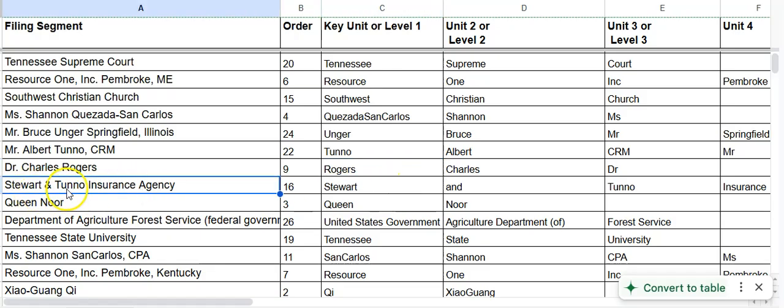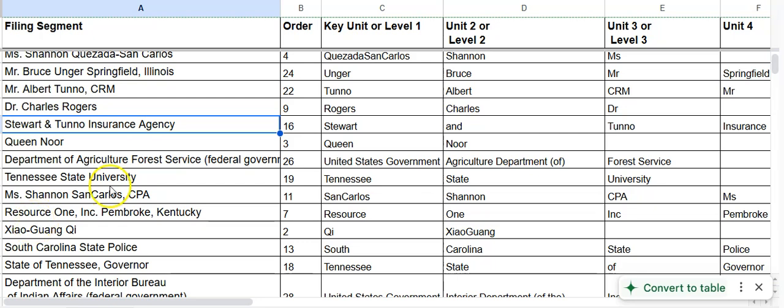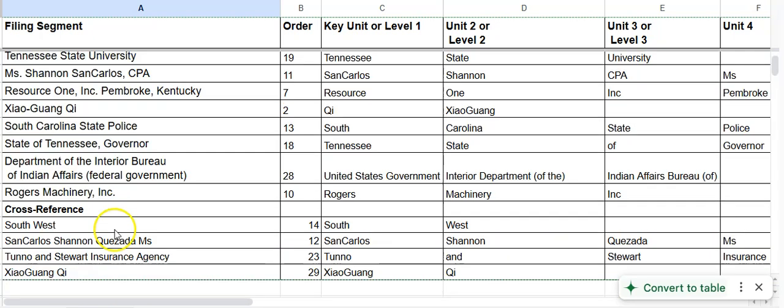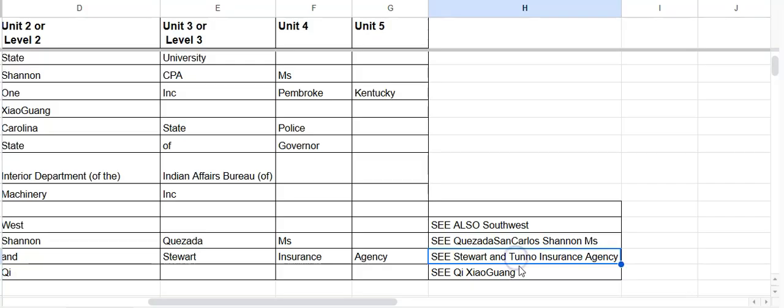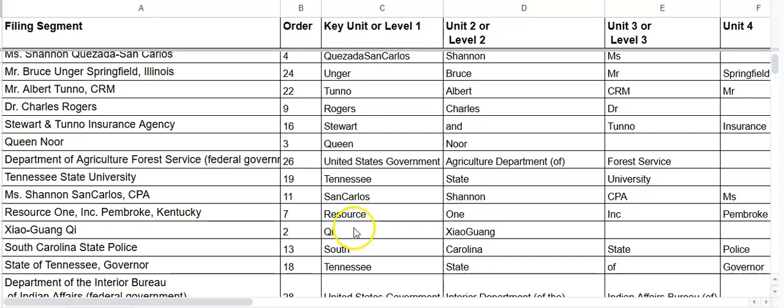Okay, we also have a Stewart and Tuno Insurance Agency. Because these have two last names, we do need to create a cross-reference for that. So with that compound name in a business, our original filing segment had been Stewart and Tuno Insurance Agency. That tells me that the cross-reference needs to be for the second last name. So this becomes Tuno and Stewart Insurance Agency. And your C notation is C, Stewart and Tuno Insurance Agency.